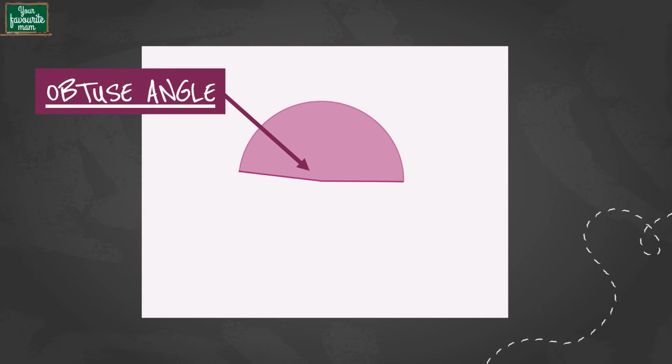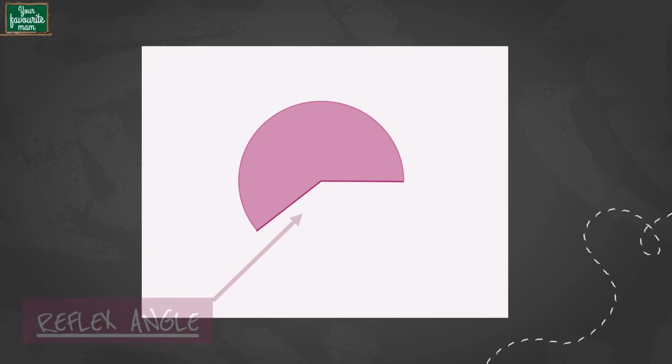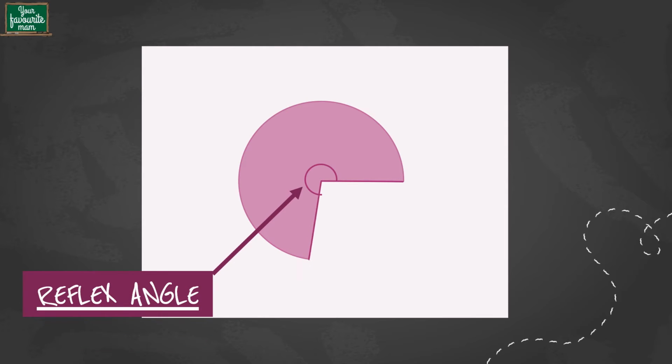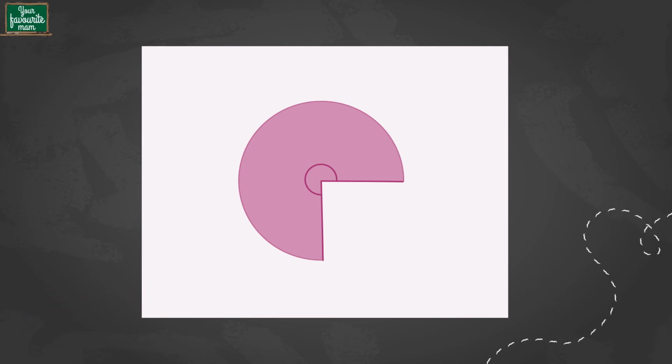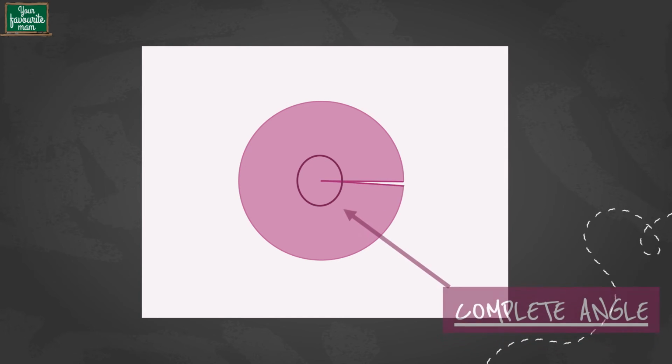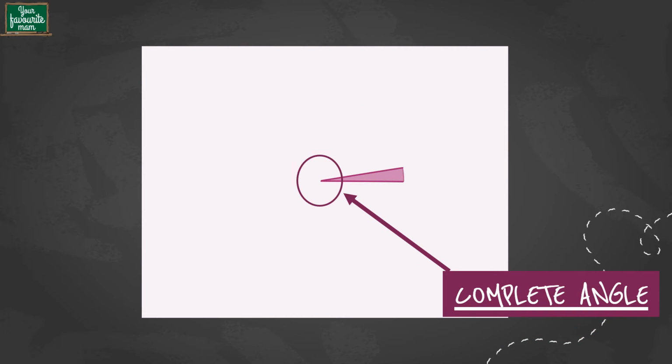Any angle that has a measure which is greater than 180 degrees but less than 360 degrees is called a reflex angle. And an angle equal to 360 degrees is called a full rotation or full angle. It is formed when one of the arms takes a complete rotation to form an angle.